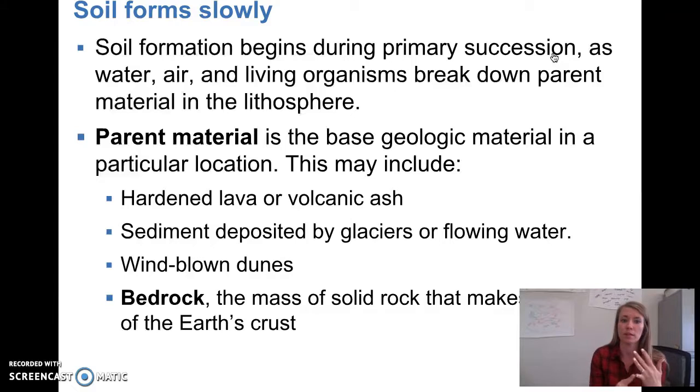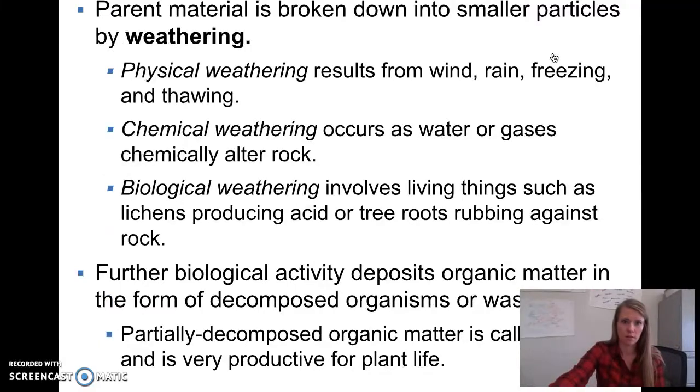So this can come from hardened lava or volcanic ash that can be turned into soil. Sediment deposited by glaciers or flowing water, so there may be some sedimentary rock down there. Wind-blown dunes can be the parent material. Also, bedrock is another potential parent material, which is just the solid rock that makes up the Earth's crust. So nothing else on top of it, just the solid rock. And so the parent material is a hard rock, but what happens is that it's broken down into smaller pieces that become the soil through the process of weathering.